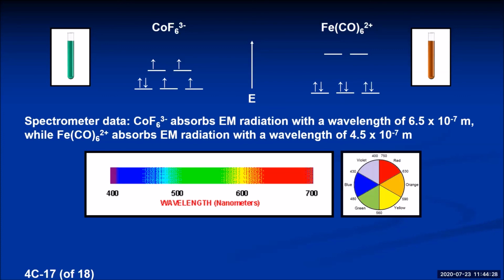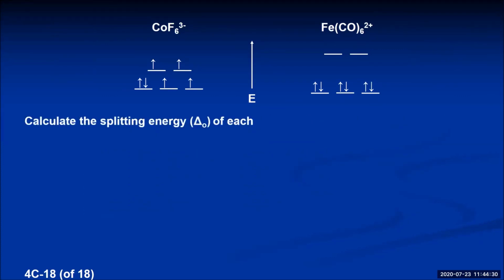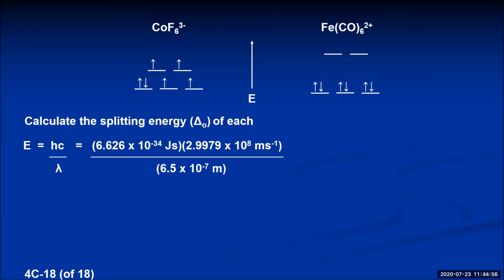Now, can we calculate the splitting energies of each of these? You can if you know what wavelength it takes to promote electrons. So the wavelength of maximum absorbance equals the wavelength needed to promote an electron, and that wavelength is related to the energy of the photons needed to do that. The energy of the photon will be the splitting energy. So for our first complex, we'll need to look up Planck's constant and the speed of light, and we'll divide them both by the wavelength of 6.5 times 10 to the minus 7th meters.